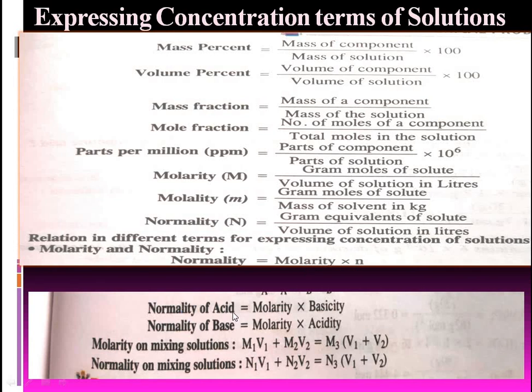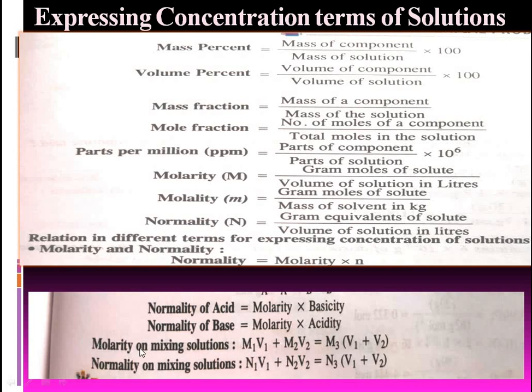Now moving to next, normality of an acid can be calculated by molarity into basicity. That is, the number of H positive atoms which are available to donate from an acid is its basicity. For example, in HCl its basicity is 1 because 1 H positive can be donated. Then normality of a base can be calculated as molarity multiplied by acidity. Acidity means the number of OH negative available in the base, so it will define its acidity.